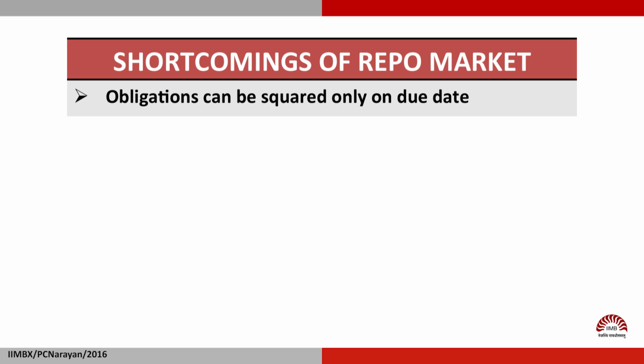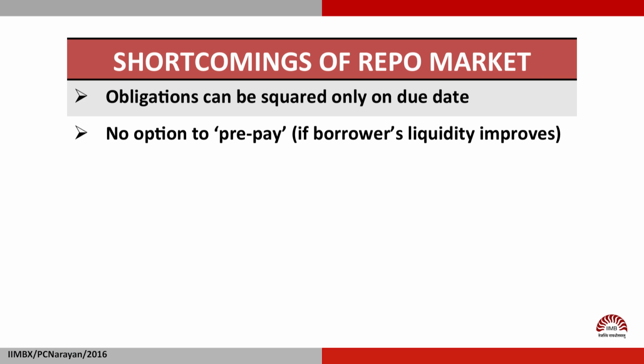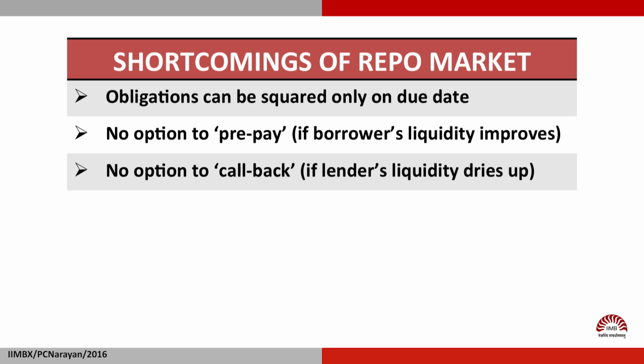Repo transactions, specifically term repo transactions, which we looked at in the previous video, are fraught with a few shortcomings. First of all, obligations can be squared only on the due date. 2. Even if the liquidity position of the borrower improves, he cannot prepay. 3. Nor can the lender call back if his liquidity dries up in the interim period. Furthermore, repo transactions are fixed lots and cannot be traded.